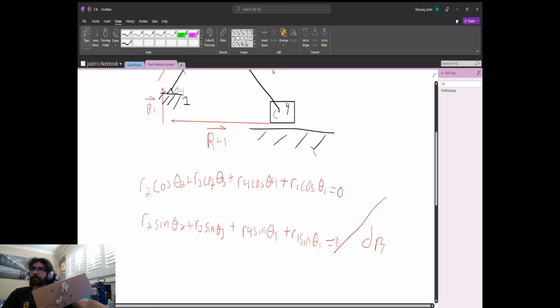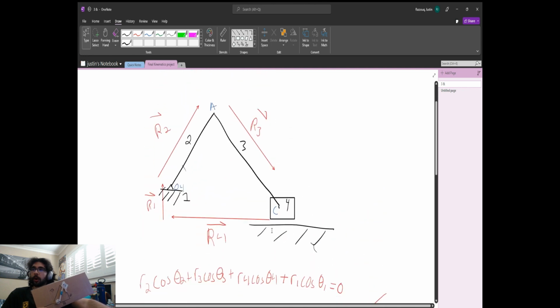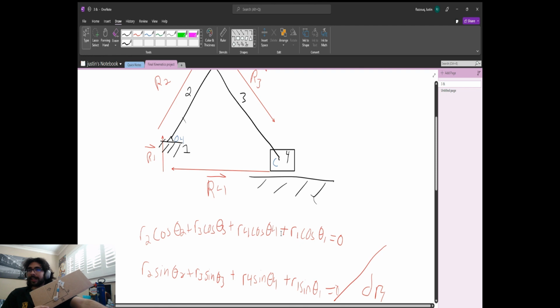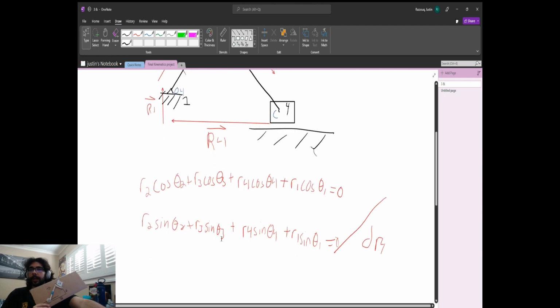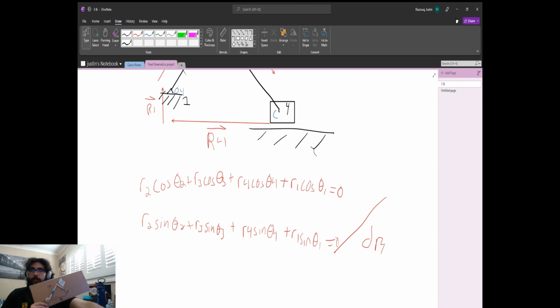Here, I set up the vector loops in the x and y components, and since r4, which is the length of the vector 4, is actually the input, because when I move it left and right, the one thing changing is r4, or the input is r4. So we have to take the derivative with respect to r4, and with that we can get our velocity analysis, and then with another derivative of r4 we can get an acceleration analysis.